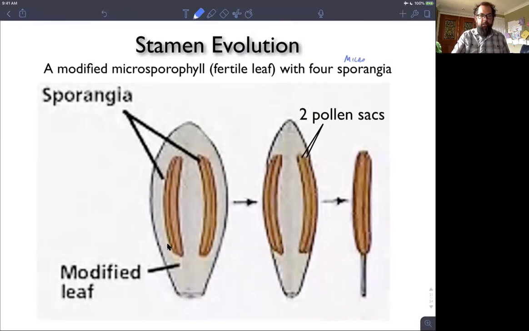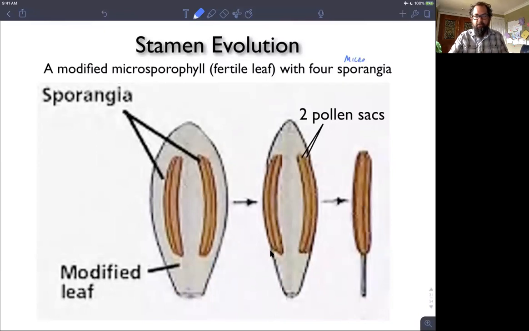And so here we see, sorry, this scanned in pretty poorly. We see a modified leaf, a fertile leaf with sporangia on it. And we can imagine that over time, we've had the reduction of this structure down to the filament and just the anther sacs, and that is the evolution of the stamen itself. So it's basically a modified microsporophyll that has these four microsporangia on it, and we have this reduction.